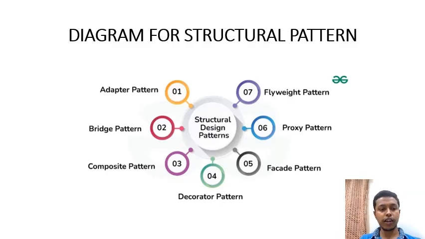Thirdly, the composite pattern. The composite pattern is a partitioning design pattern and describes a group of objects that is treated the same way as a single instance of the same type of object. The intent of a composite is to compose objects into tree structures to represent whole-part hierarchies.